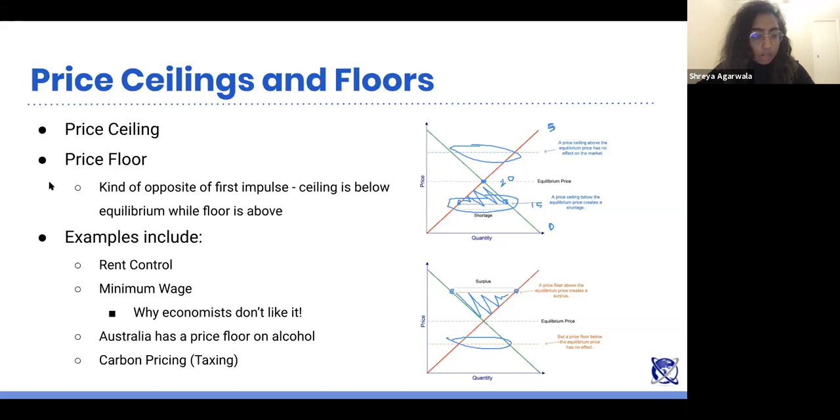So I got a question. Why would a government purposely cause a shortage or a surplus? In general, the intent isn't necessarily to cause the shortage or surplus. It's more about the benefits of pricing higher or lower. So it's not really important to them why the shortage or surplus is at hand, but rather the price.